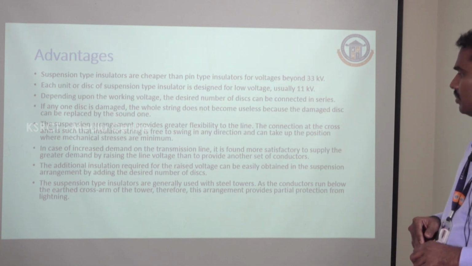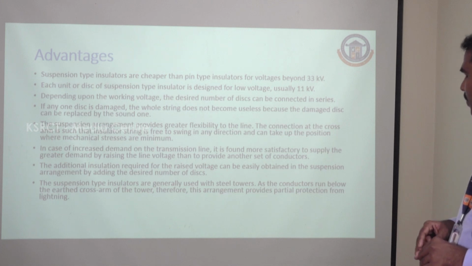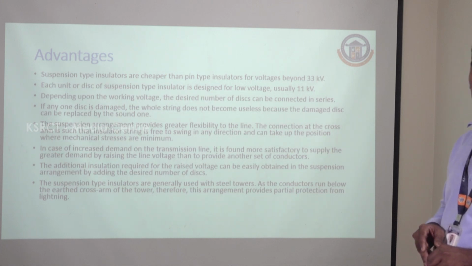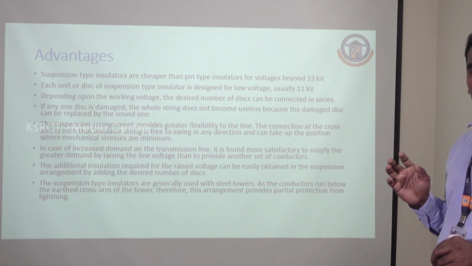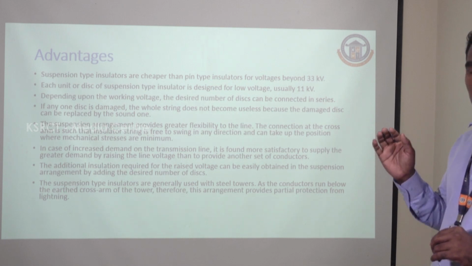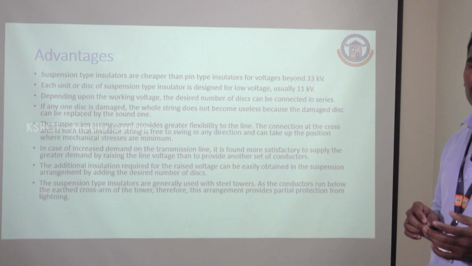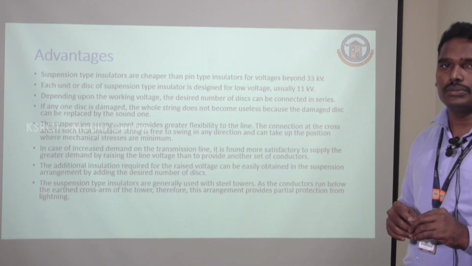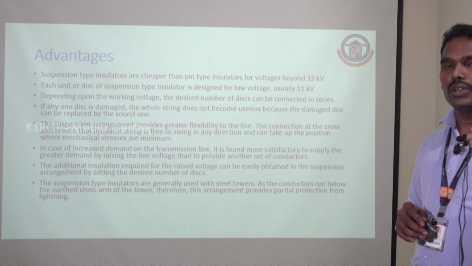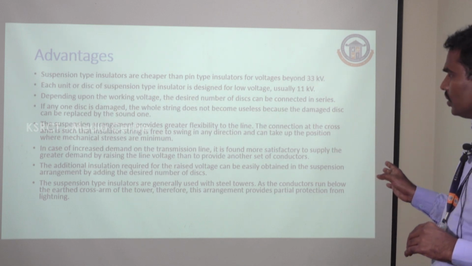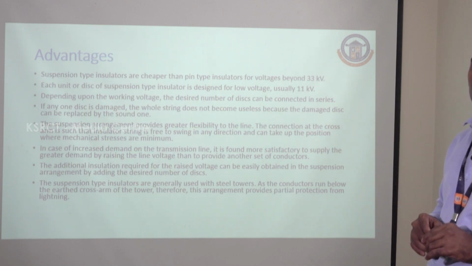Also, the suspension type insulators are generally used with the steel tower as the conductor runs below the earthed cross arm of the tower. Therefore, this arrangement provides partial protection from lightning. Okay, so normally this insulator string is under the ground wire only. So a direct lightning strike is not possible, it will strike only the ground wire. So the entire section will be safe from lightning strike.